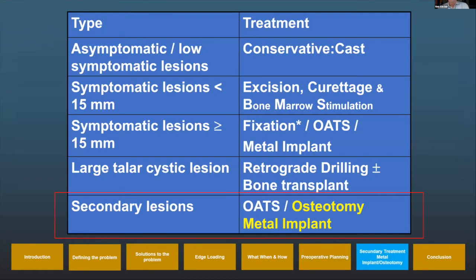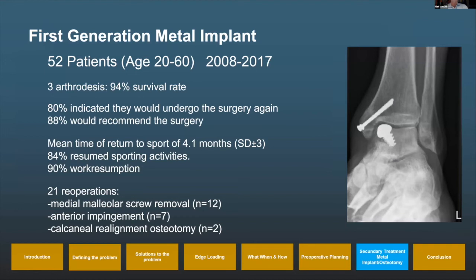So to the metal implant and the osteotomy. The first generation metal implant, we published the results of the HemiCap 2 years ago, and the survival rate was basically quite good with 94%. 80% indicated they would undergo the surgery again. 88% would recommend the surgery. Mean time to sports was 4 months. 84% resumed sporting activities. 90% work resumption.